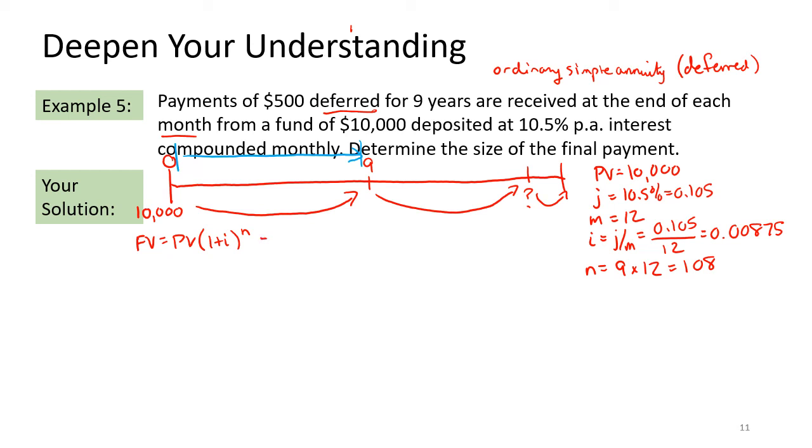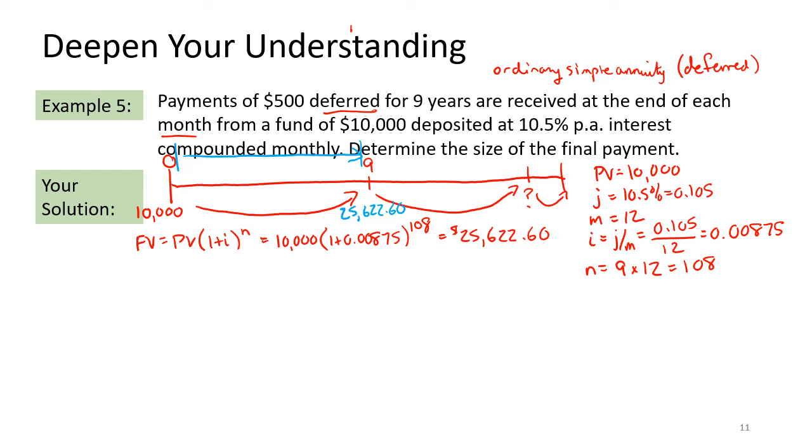So if you substitute these values in, you get 10,000 times 1 plus 0.00875 to the exponent 108. And if you do that, you get a value of $25,622.60. So that's the value of this fund when we start having payments right at 9 years in the future. So if it's deferred, remember you have to do that calculation first before you can follow the 6 steps. Okay, so now we have our amount of money that we're starting with here.